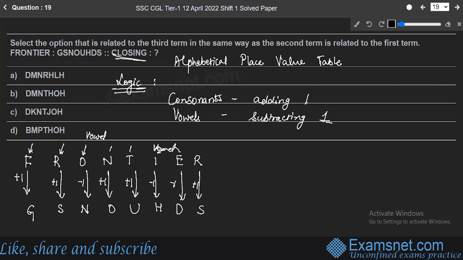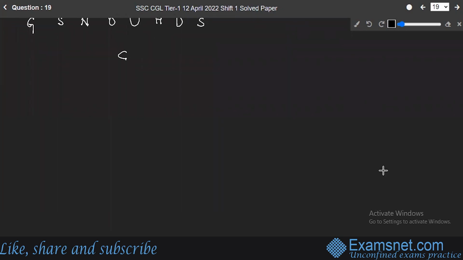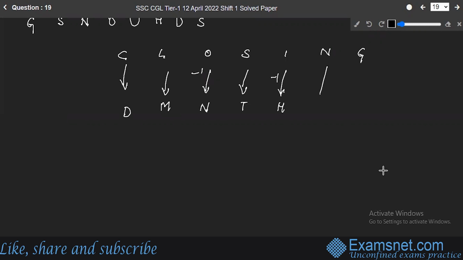So let's go with the word CLOSING now. C is a consonant, so the very next one to C is D. L is a consonant, so here will be M. O is a vowel, so I'm moving in the backward direction. N comes before O. S is a consonant, so here will be T. I is a vowel, so here will be H. I'm moving with -1 for the vowels and +1 for the consonants.